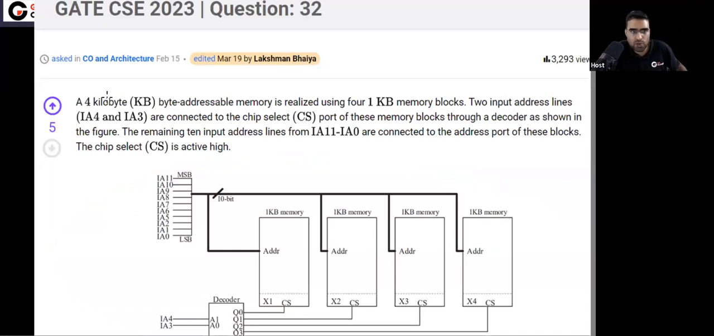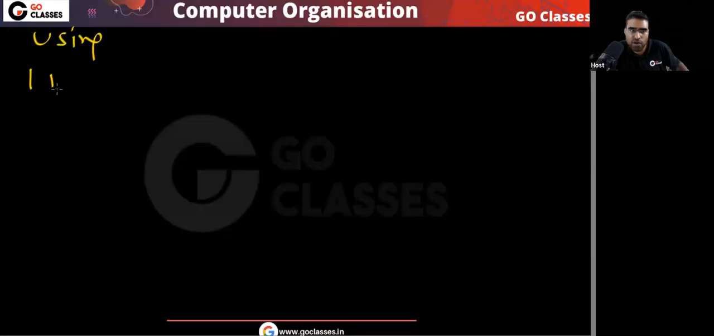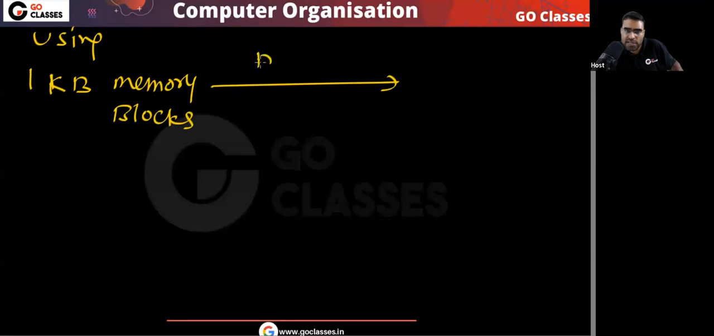So notice what this question is saying. A 4 KB byte addressable memory is realized using 4 1 KB memory blocks. This question is saying that using 1 KB memory modules or blocks, what you have designed, what you want to design, is 4 KB memory.